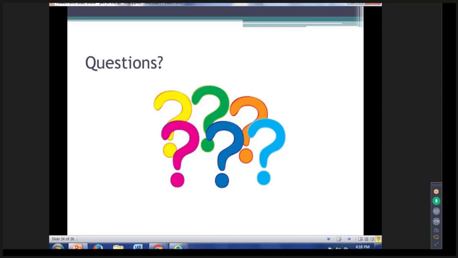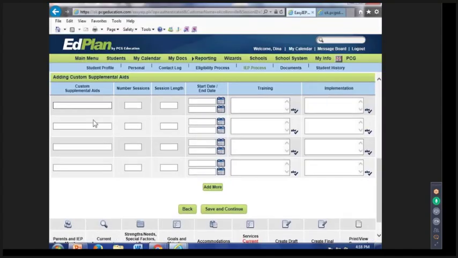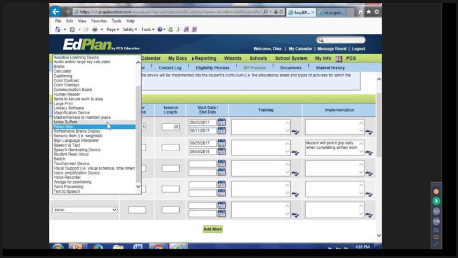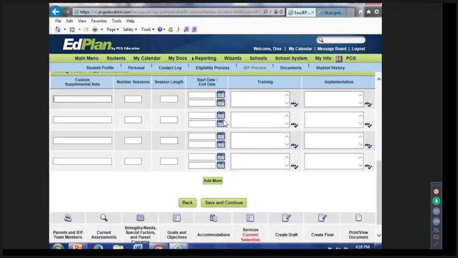And then the drop-down list, I'm guessing that question was related to this, that the drop-down box doesn't always give you what you need, and that's when you come down here to custom supplemental aids and type in whatever your little heart desires. Well, within reason. Okay, thanks for answering that question.